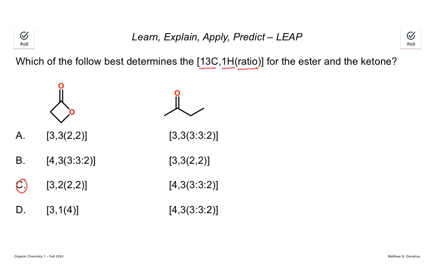Same thing for the ketone. 4 carbons. 1 of them is sp2, and then the other 3 are sp3. Same thing. You drop down a number because the carbonyl has no attached hydrogens. Then you get 3, 3, and 2 is the ratio.